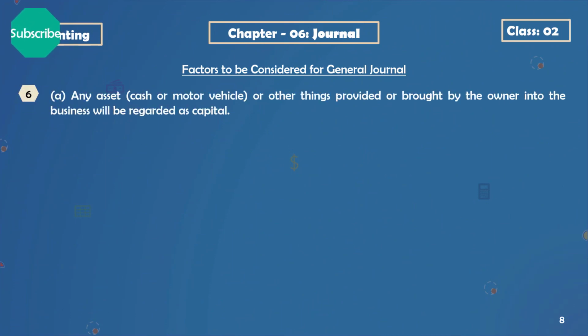Number 6: any asset, maybe it is cash or motor vehicle or other things provided or brought by the owner into the business, will be recorded as capital. So here the rule is, if the owner provided any asset to the business or brought it into the business, then we have to consider this as capital. We have to regard this as capital.